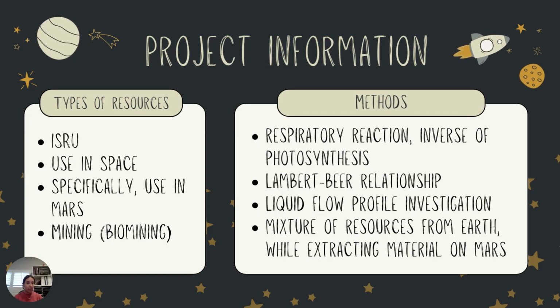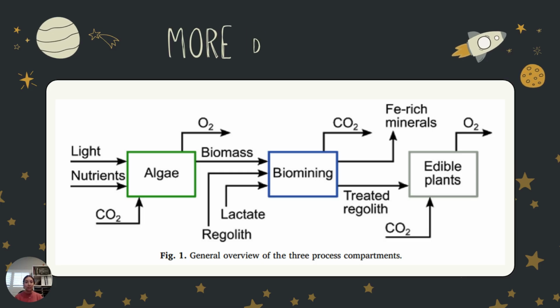Another big part of this is going to be the liquid flow profile investigation, which is basically going to be laminar and turbulent flow that are going to be used to describe how the water is going to be pushing through the system and how this will affect the biomass and also the gaining of these ferrous materials that we need. And then also, this is a mixture of resources from Earth while extracting material on Mars. We are going to be getting this algae initially from Earth and then using that to extract materials on Mars, which again, I will go into a little bit more on this next slide.